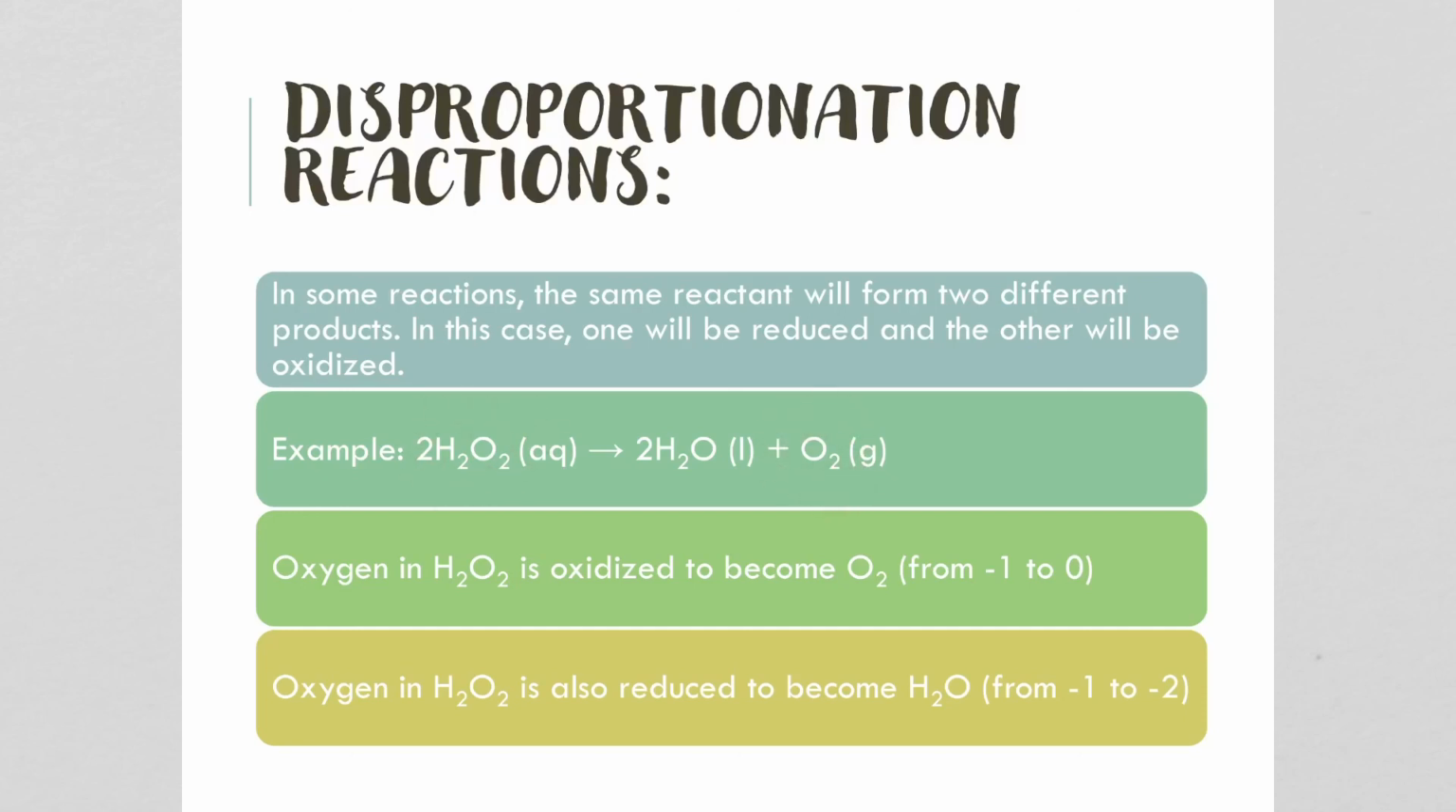So it was H2O2 and it's been oxidized. So it went from a -1 oxidation state to 0, because now it's an element that doesn't have a charge. And then the oxygen in hydrogen peroxide is reduced to become water. So it went from an oxidation state of -1 to -2. So that's how you identify the different oxidation states in these types of reactions.